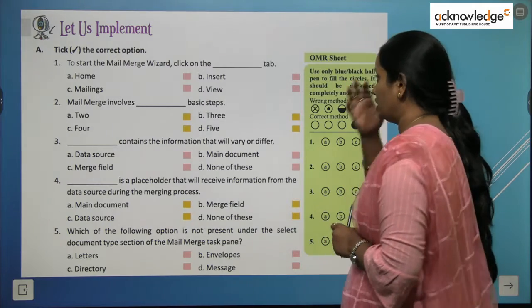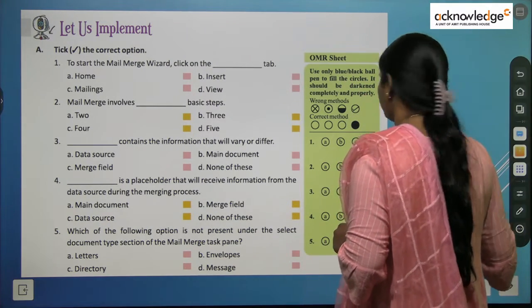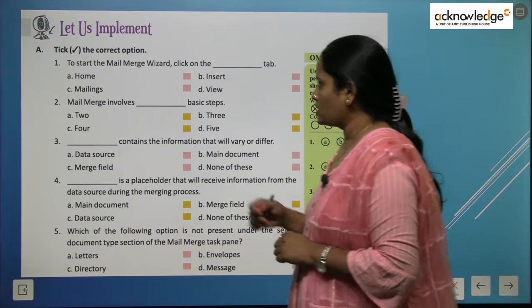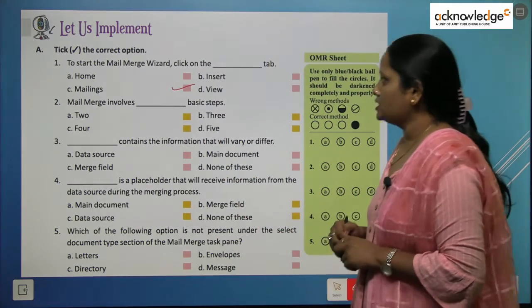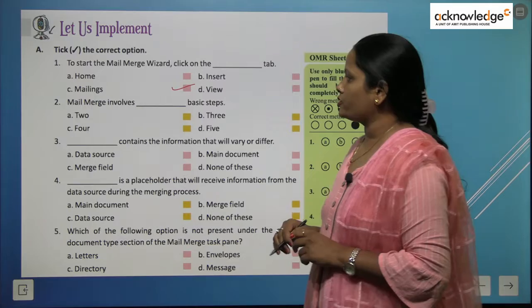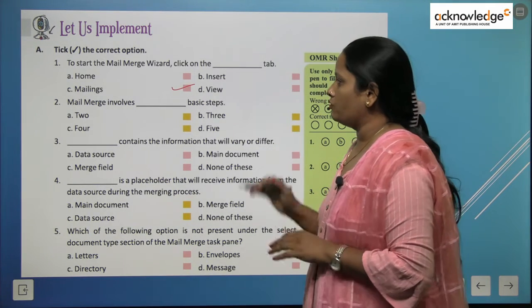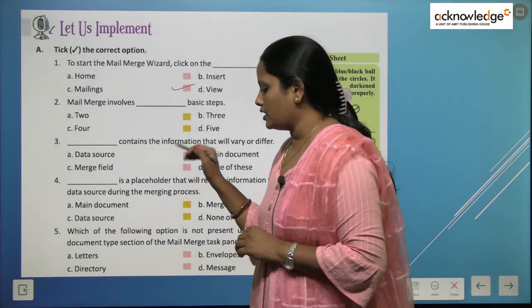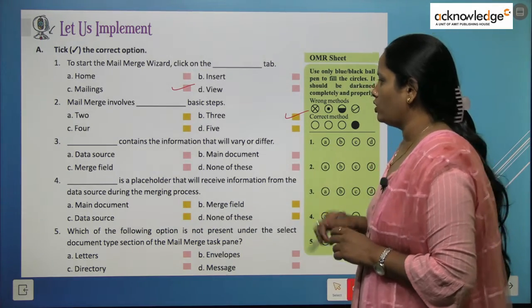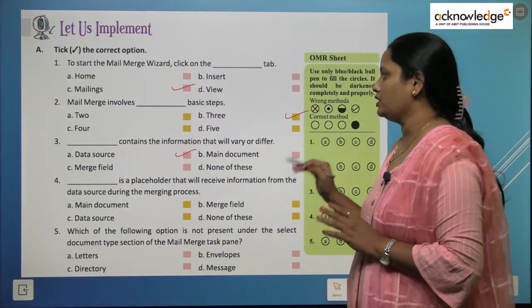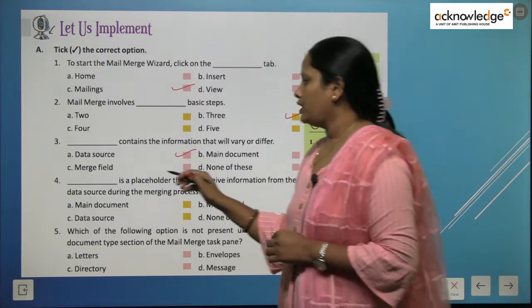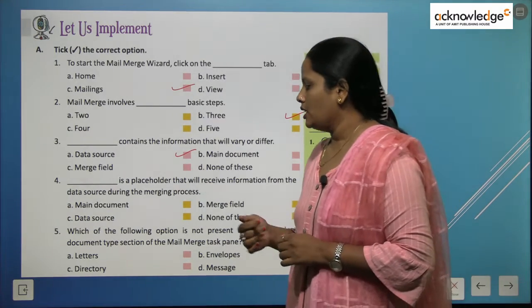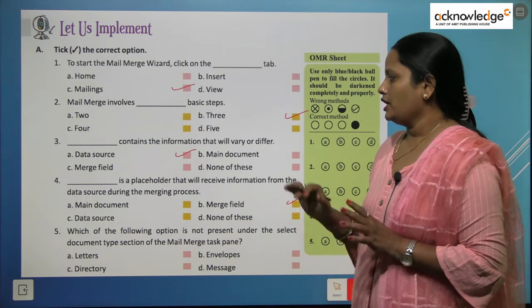Let's start with the tick the correct options. To start the mail merge wizard, click on the dash tab. We have to click on the mailings tab. Mail merge involves dash steps. How many steps? Three basic steps. Dash contains the information that will vary or differ. Data source contains the information that will vary or differ. Dash is a placeholder that will receive information from the data source during the merging process. So, merge field is a placeholder.